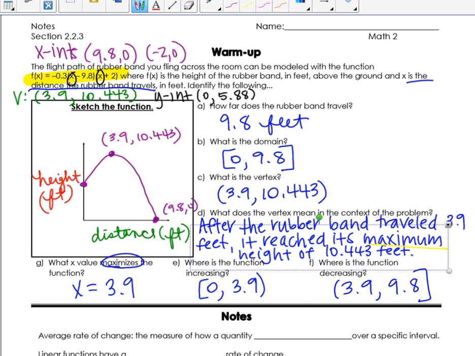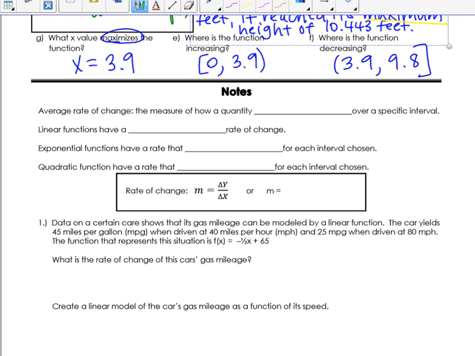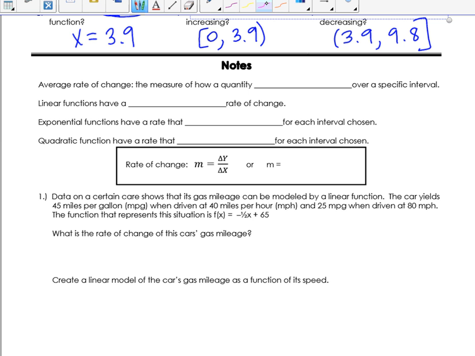So what we're going to talk about today is we're going to start talking about average rate of change. You guys, this is not something new for you, which is why we're doing the video.